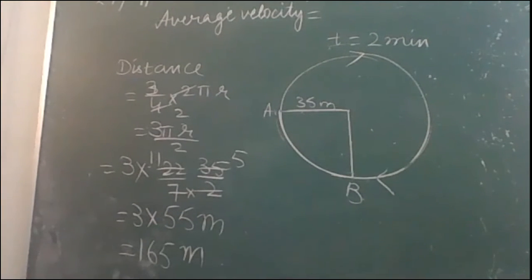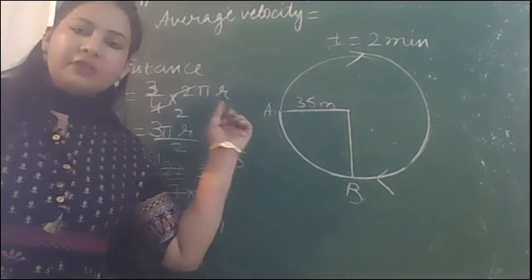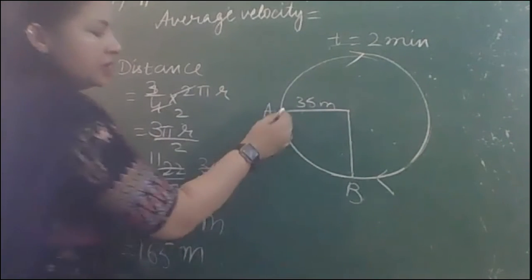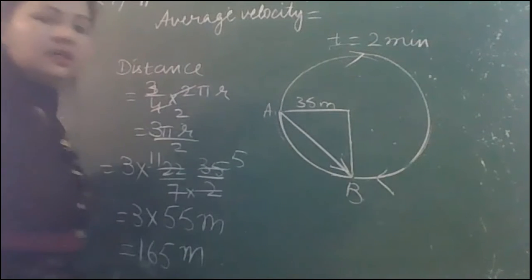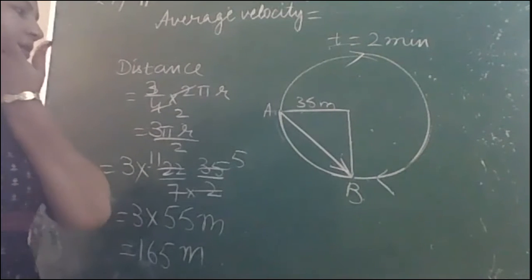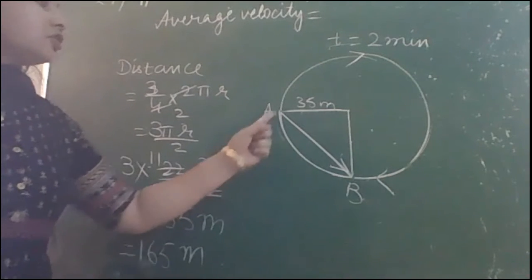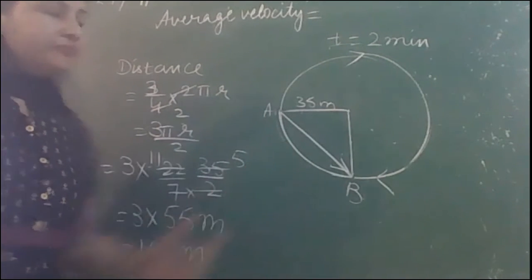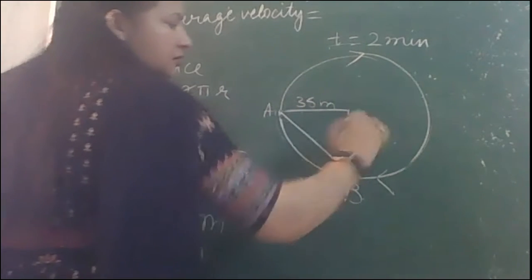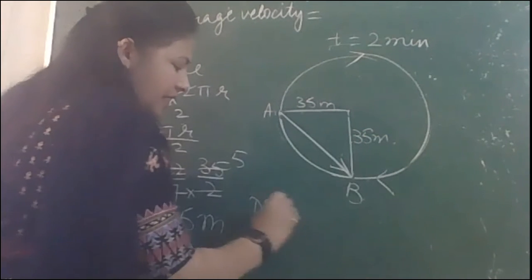Okay. Now what is the displacement? We will see the starting point and final point and we will just draw a straight line. This will give us the displacement of the particle. So you can again see this is the hypotenuse of this right angle triangle. If this is 35 meter, this is also 35 meter. It is the radius. So the displacement is AB.